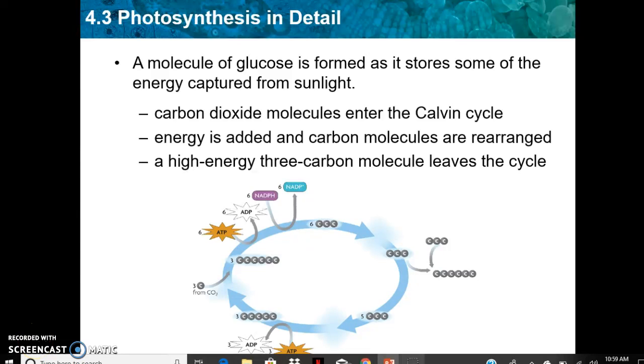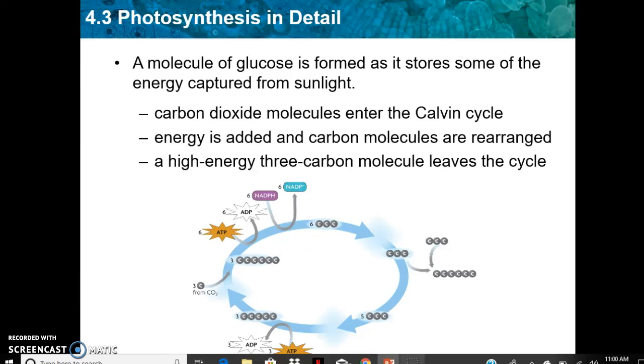All right, so let's talk about that second section of 4.3. We're picking up where we left off with part 1, and this is called the Calvin cycle. This happens in the light-independent area of the chloroplast. Again, that's going to be the stroma, that fluid that surrounds the thylakoid membrane, the thylakoids. So this is the light-independent reaction, and this is called the Calvin cycle.